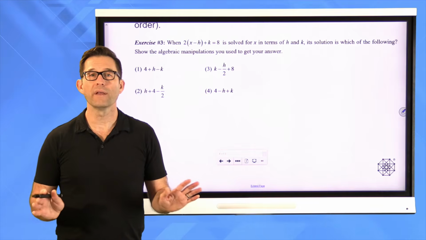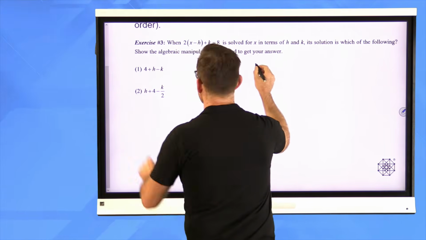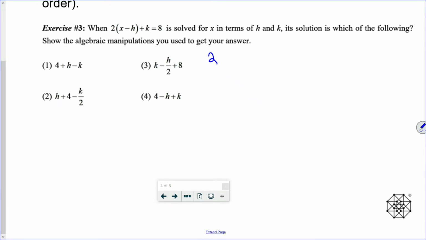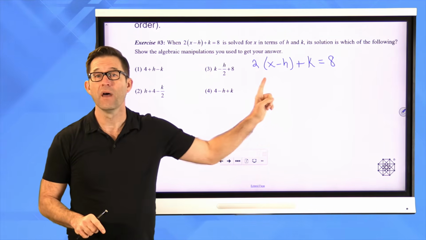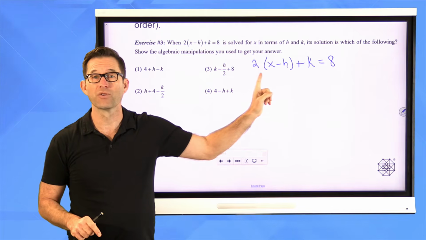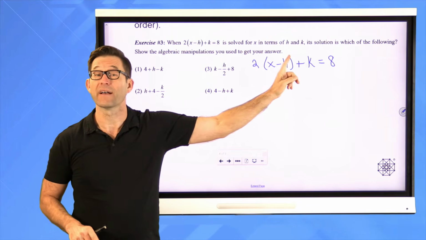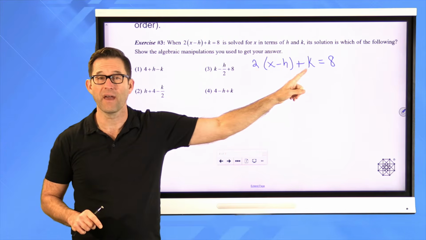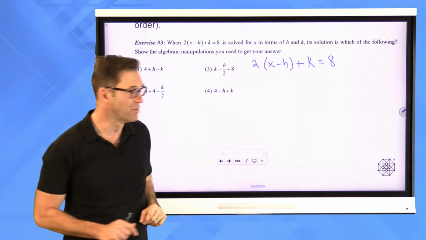All right, well, let me write down the equation, then we'll talk about the operations and how to solve for x. Here we go. I've got my 2 times x minus h plus k is equal to 8. So we should be able to predict exactly what we need to do to get x all by itself, right? Think about this. I've subtracted h, I've multiplied by 2, and I've added k. So to get x all by itself, I'm going to have to subtract k, divide by 2, and then add h to both sides. So let's do that.